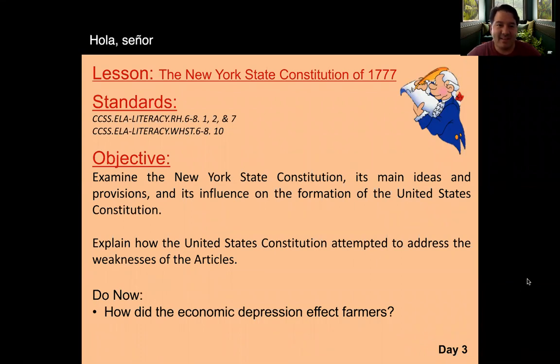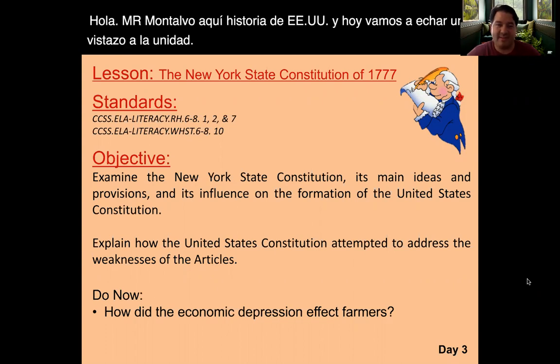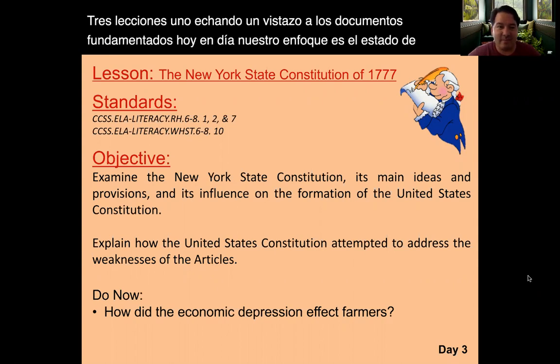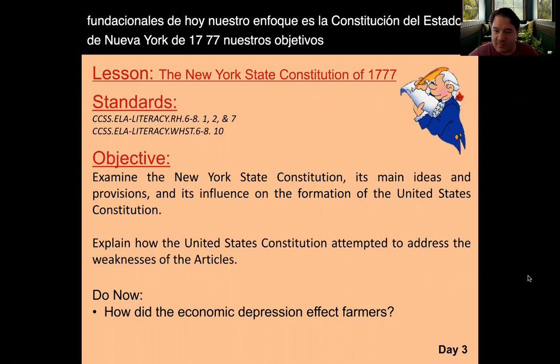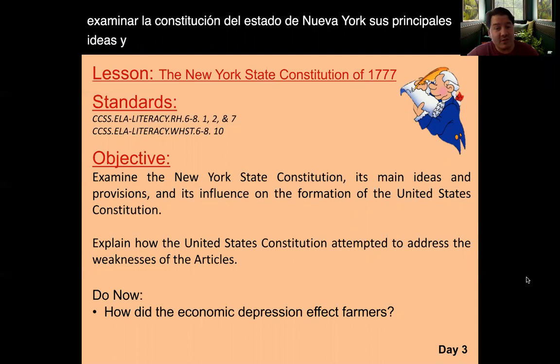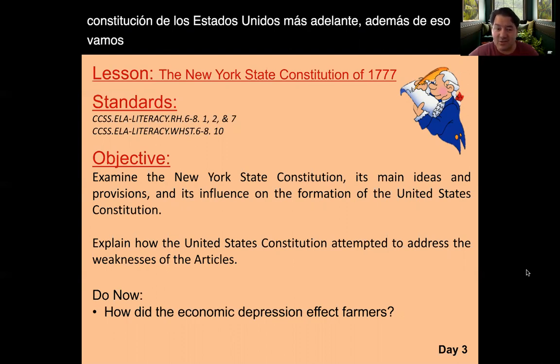History, and today we're going to take a look at Unit 3, Lesson 1, taking a look at the founding documents. Today our focus is the New York State Constitution of 1777. Our objectives for today: to examine the New York State Constitution, its main ideas and provisions, and its influence on the formation of the United States Constitution later on. In addition to that, we're going to try to explain how the United States Constitution attempted to address the weaknesses of the Articles of Confederation.